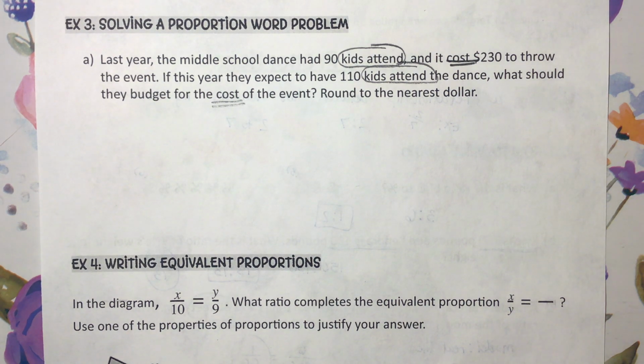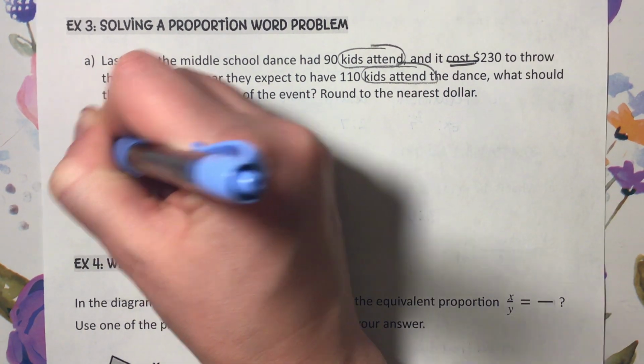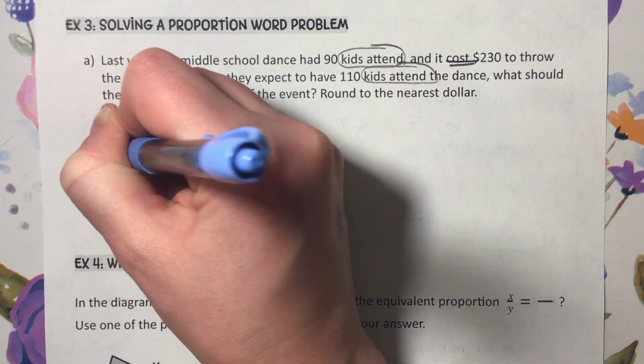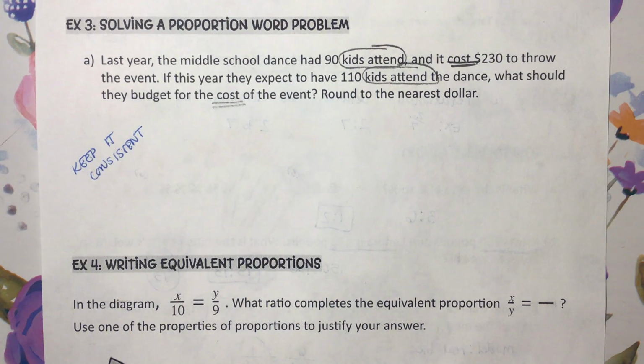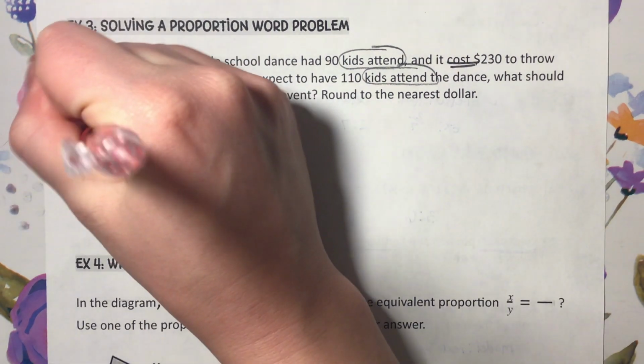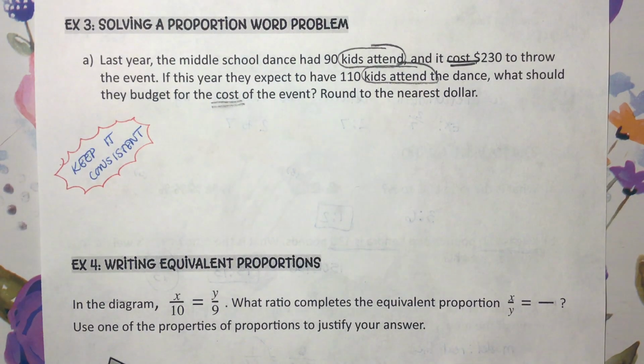So I am going to just kind of set up what I call a skeleton equation, so I know how I'm going to set this up. And with proportions, there is a very important rule. Keep it consistent. That is your rule, and I'm going to put a little burst around it because it's important. With proportions, you have to make the two fractions match in the way you set them up.